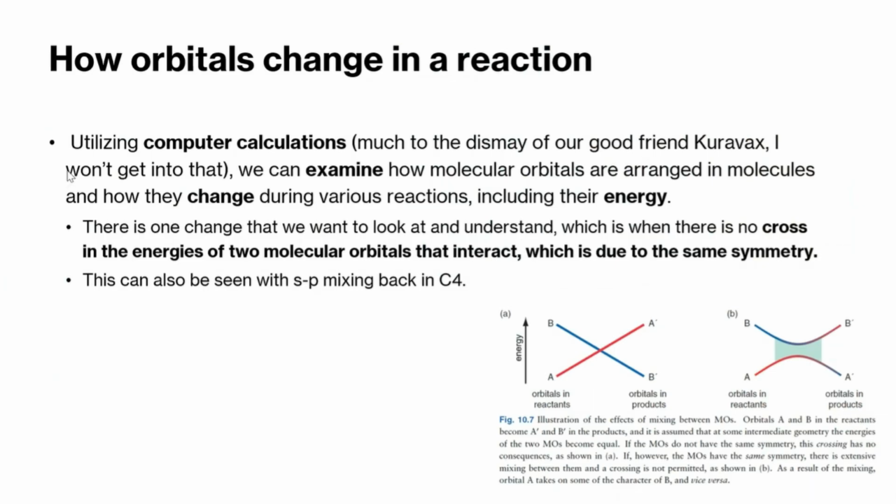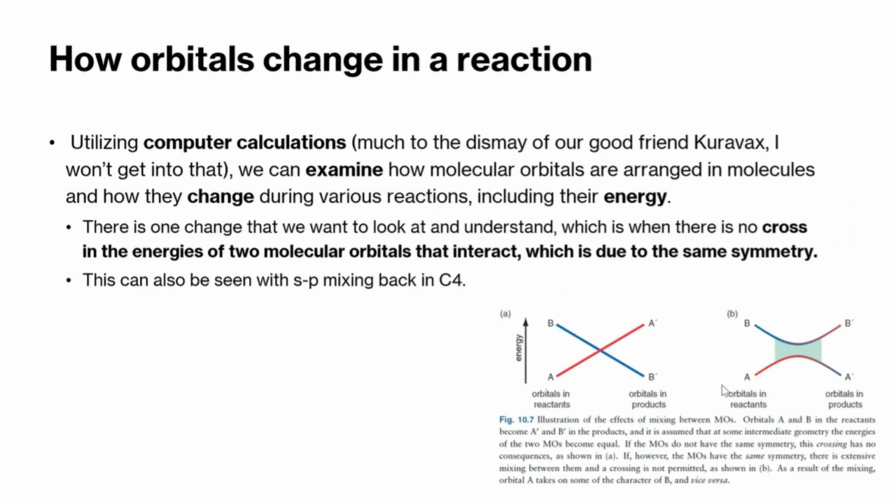So one may think that using our molecular orbital view, you can see one orbital will rise in energy and the other orbital will lower in energy, and at some point there will be a crossing in energies. However, take for example this phenomenon where there's no kind of crossing of energies, and each orbital takes the characteristic of the other orbital. This is caused by these orbitals having the same symmetry, and this can be thought of as analogous to when I talked about sp mixing back in chapter 4.